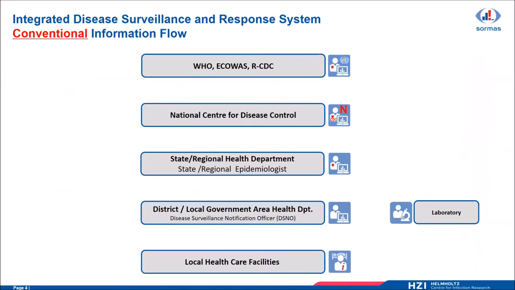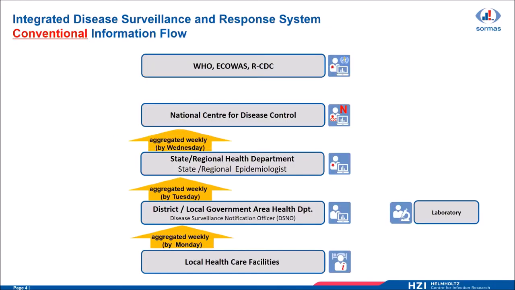In a typical example of what we call the integrated disease surveillance and response system, which is a strategy used in Africa for disease surveillance and response, this is a typical hierarchy that is used, data collection and reporting from a local health facility all the way to WHO. Now, the basic existing system works in such a way that information is collected weekly on a Monday and aggregated the next day to the district level and aggregated again by the next day to the state or regional level. And then at the end of the month, the national level gets its information aggregated.